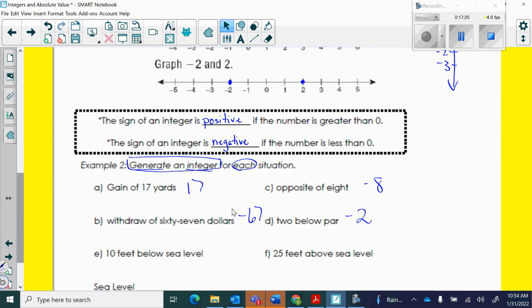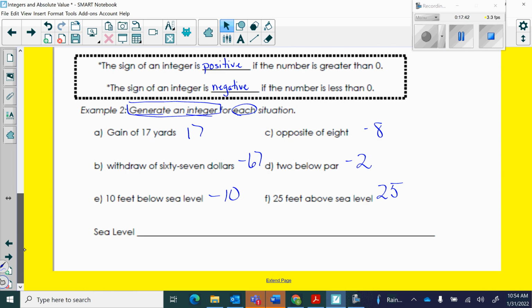Okay, what about 10 feet below sea level? JJ? Negative 10? 25 feet above sea level? 25. Which gets us to another concept, one that we will commonly use in elevation. That is the concept of sea level.